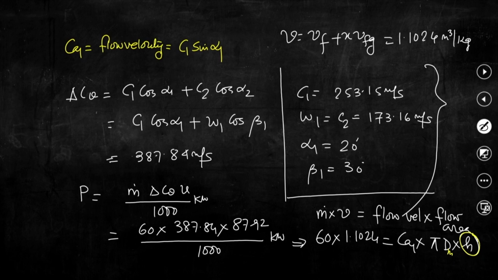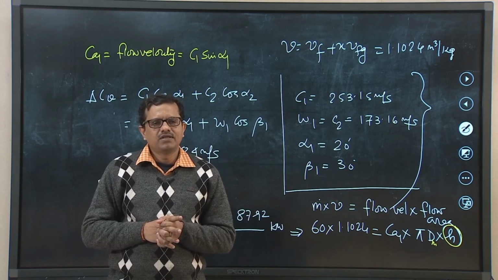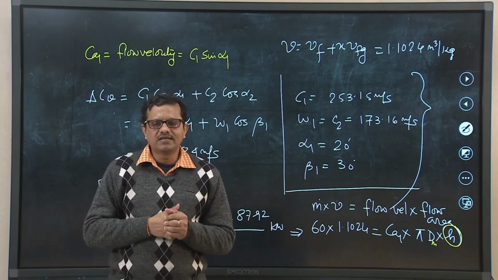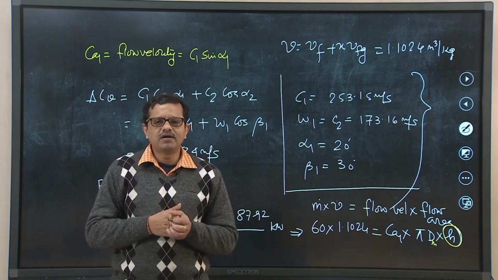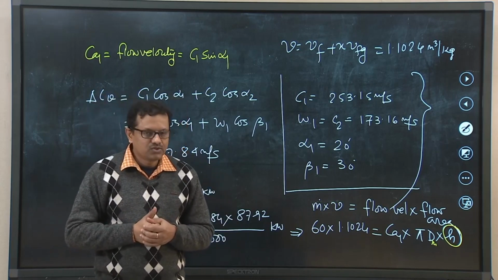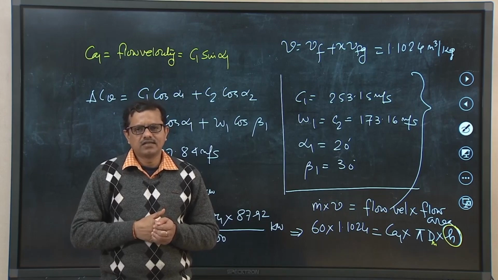So, to summarize today, we have solved a few numerical problems from steam turbine. We have covered both impulse as well as impulse reaction turbine, essentially to illustrate the concept that we have learned from the theoretical discussion. So, with this I stop here today, and we shall continue our discussion in the next class. Thank you.